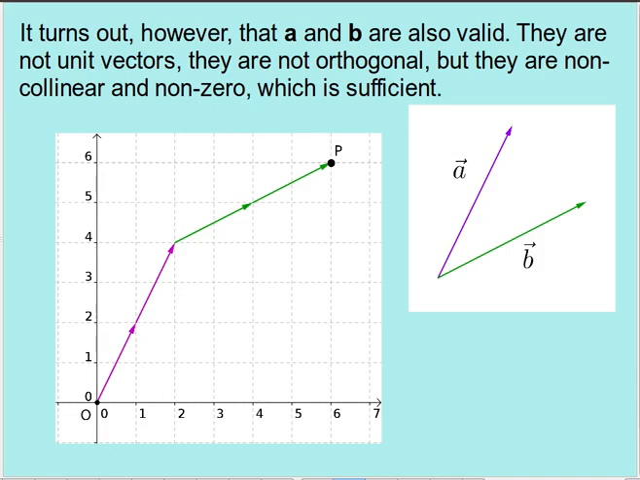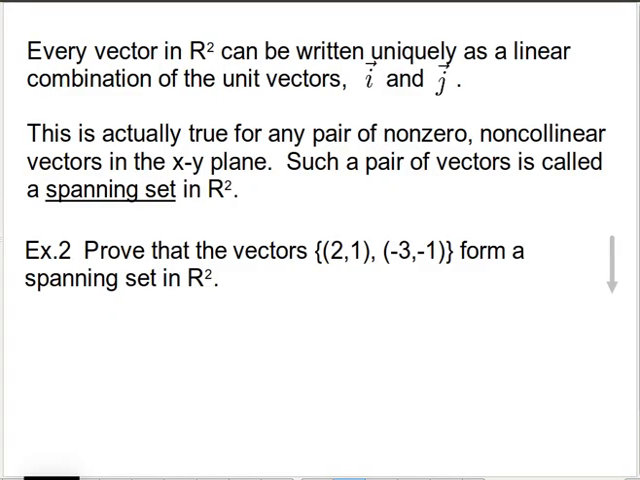And that leads us to our idea of a spanning set, which is that any vector in R2 can be written in terms of a spanning set. Now the spanning set we're going to be using most often are the i and j vectors, and those are known as the basis vectors. They are essentially the simplest spanning set that we can deal with. But we can have any pair of vectors so long as they are non-zero and non-collinear. So they have to have length and they can't lie along the same line. And if that's the case, then we can create a spanning set.